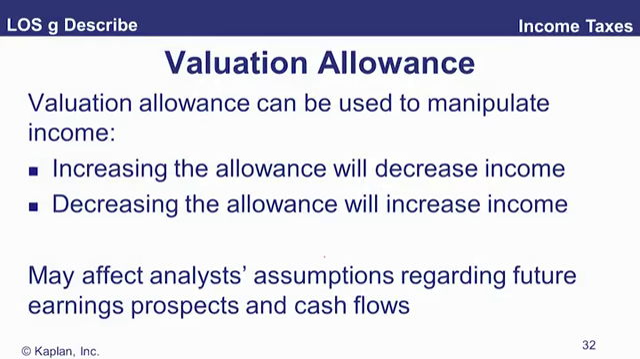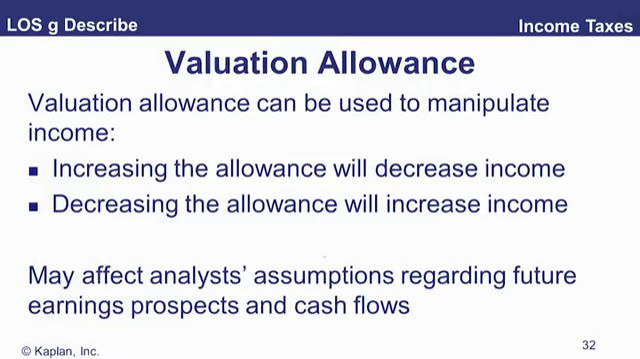Now, of course, this valuation allowance can be used to manipulate income. Essentially, we can record a valuation allowance and then reverse it. When we record the valuation allowance, it's going to decrease our net income. So when we reverse the valuation allowance, it will increase our net income. So by increasing and decreasing our valuation allowance, we can use it to help smooth our earnings. If you want to decrease your net income, simply increase the valuation allowance. If you want to increase the net income, simply decrease the valuation allowance.